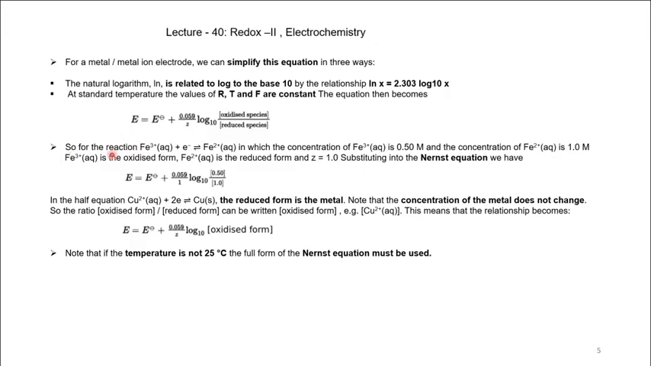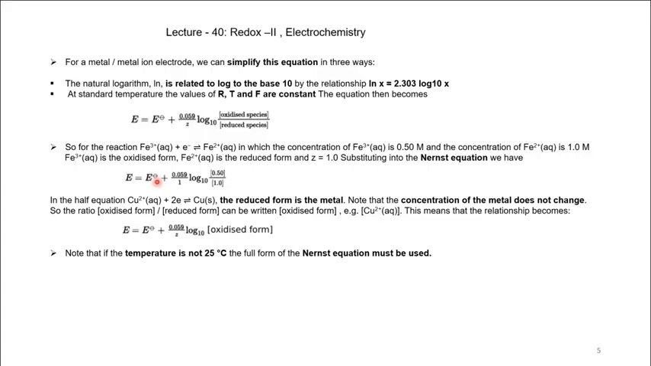If we take this half equation and want to put it into an equation of this form, then we see that the molar concentration of this Fe3+ aqueous, the oxidized form, is 0.5 molar, and iron 2 has a concentration of 1 molar. So we can put these values here, and then we get this equation.